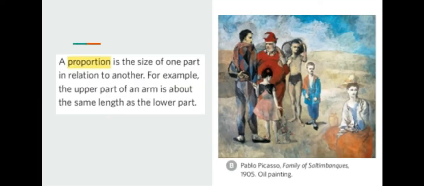All right, let's look again at Pablo Picasso's Family of Saltimbanques. Let's think about that word proportion. A proportion is the size of one part in relationship to another. For example, the upper part of an arm is about the same length as the lower part. So if you look at your arm, from your shoulder to your elbow is about the same size as your elbow to your forearm, is what that sentence is saying.